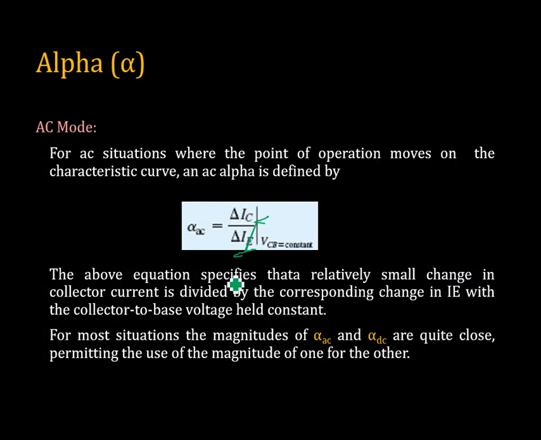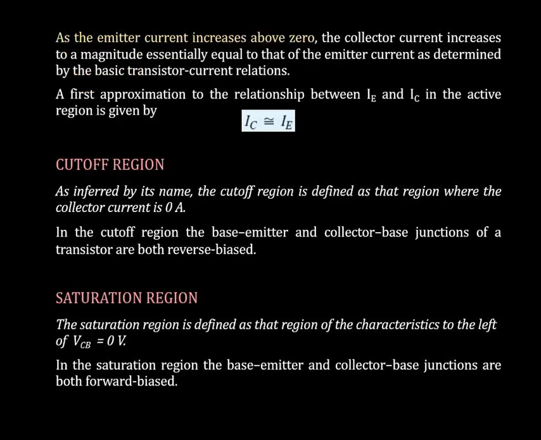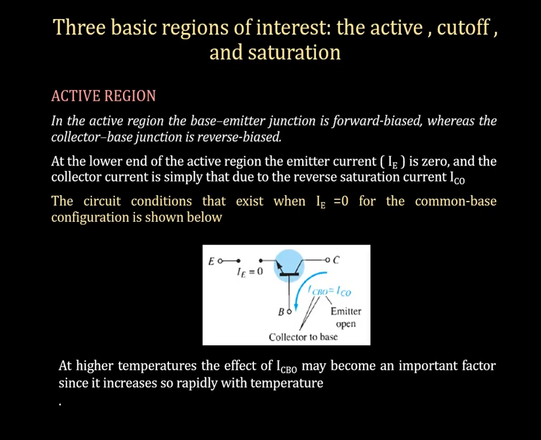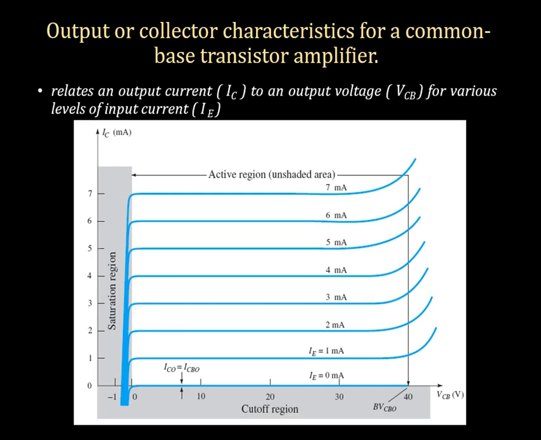This above equation specifies that a relatively small change in the collector current is divided by the corresponding change in IE with the collector to base voltage held constant. So this is found out for a constant VCB value on the output characteristic curve. You can see the output characteristic curve once again. This is defined on this output for a particular VCB. You find out the change in IC for a ratio of delta IC to delta IE.